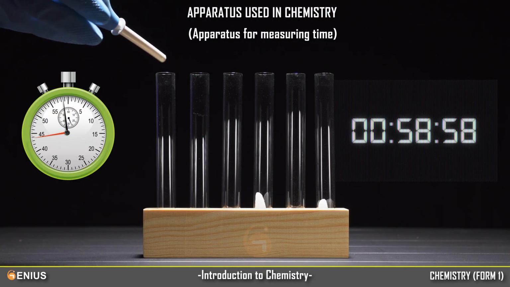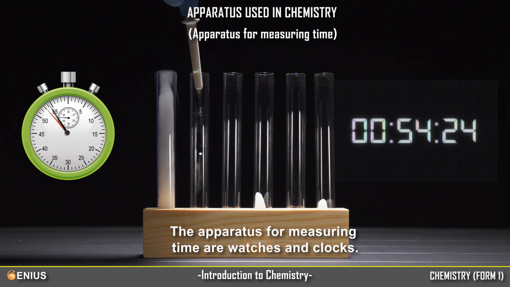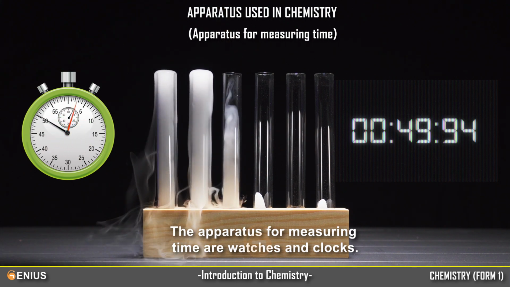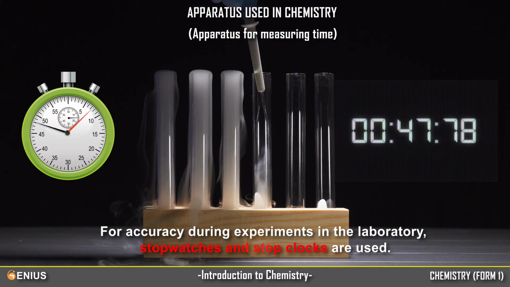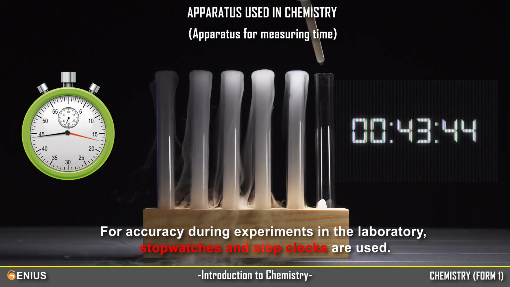Apparatus for measuring time. The apparatus for measuring time are watches and clocks. For accuracy during experiments in the laboratory, stopwatches and stop clocks are used.